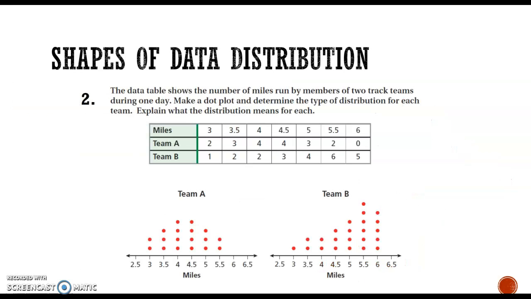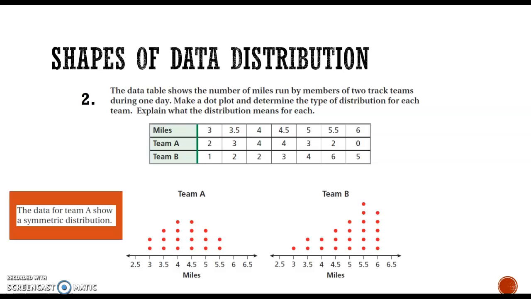So now it's your turn. Here we have a data table to show the number of miles run by members of 2 track teams during one day. We've made the dot plots for you. Now you need to determine the type of distribution for each team and explain what the distribution means for each one. So pause the video, try team A, try team B. Okay, let's see how you did.